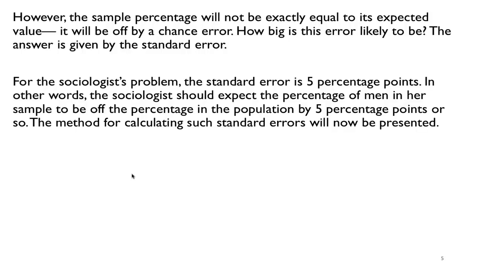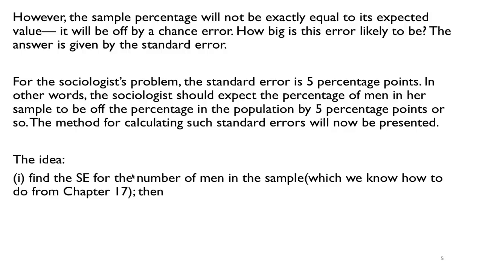I think we talked about this a little bit in the last lecture, but for this problem, it turns out that the standard error is 5 percentage points. In other words, we expect that the percentage of men in the sample to be off the percentage in the population by about 5 percentage points or so. So we're going to discuss how this number is calculated.